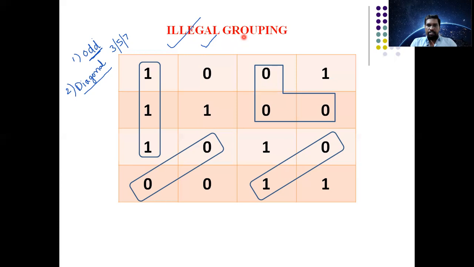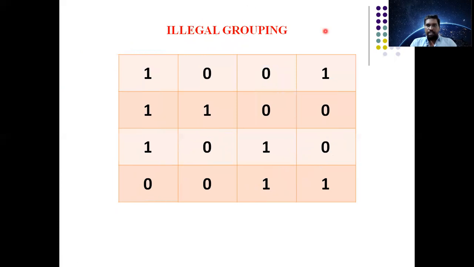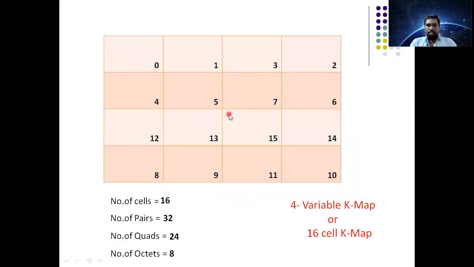In the previous slide, if you observe clearly, the value is present here. Number of pairs equals 32. It means that in a 16 cell K-map, we have 32 different types of pairs. Likewise, a quad can exist in 24 different ways in a 16 cell K-map. An octet can exist in 8 different ways in a 16 cell K-map.